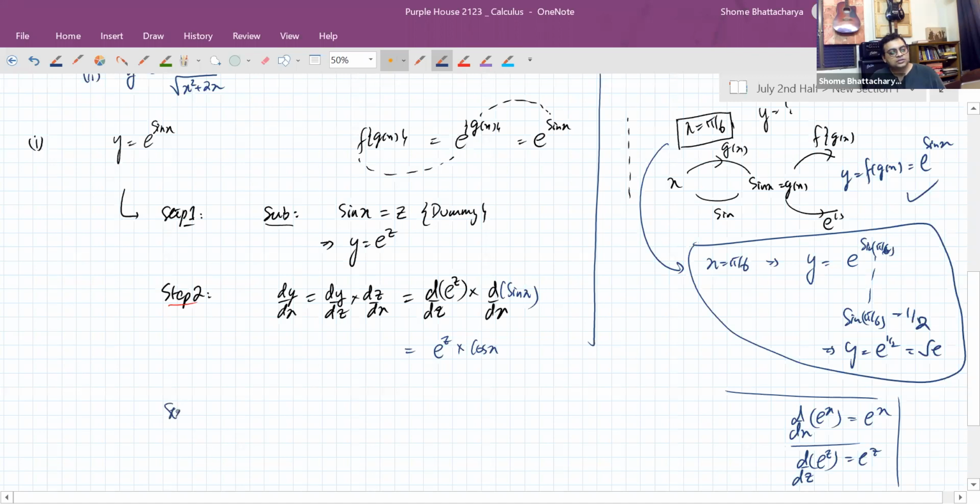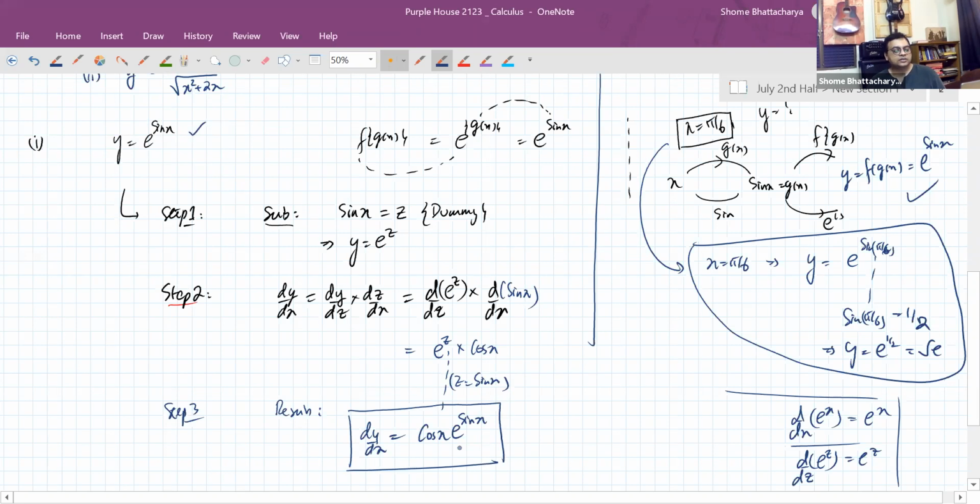Now the only thing we have to do is remove z, because that's the dummy variable we have introduced. So we have to resubstitute z as what? Sin x, because that's what we had. So that will give us the final answer that dy by dx is equal to, now I'll just write it in reverse order, cos x into e raised power z, which is sin x. So this becomes my derivative. So this is the differentiation or the derivative for this given function. The derivative of e raised power sin x is cos x into e raised power sin x.